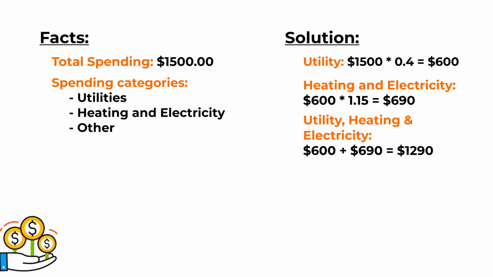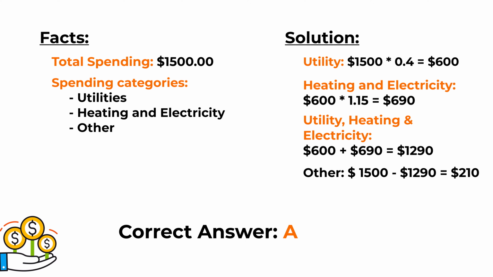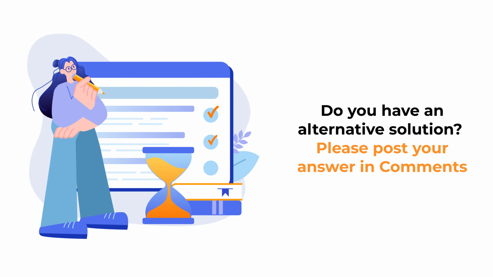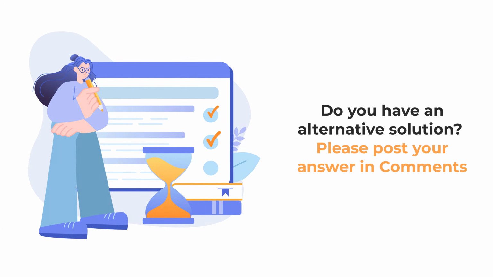$1,290. So the other spending category would be calculated as a subtraction of $1,290 from $1,500 and would be equal to $210. So the correct answer here is choice A, $210. Hopefully you've nailed this question and now know how to answer similar problems on the test.